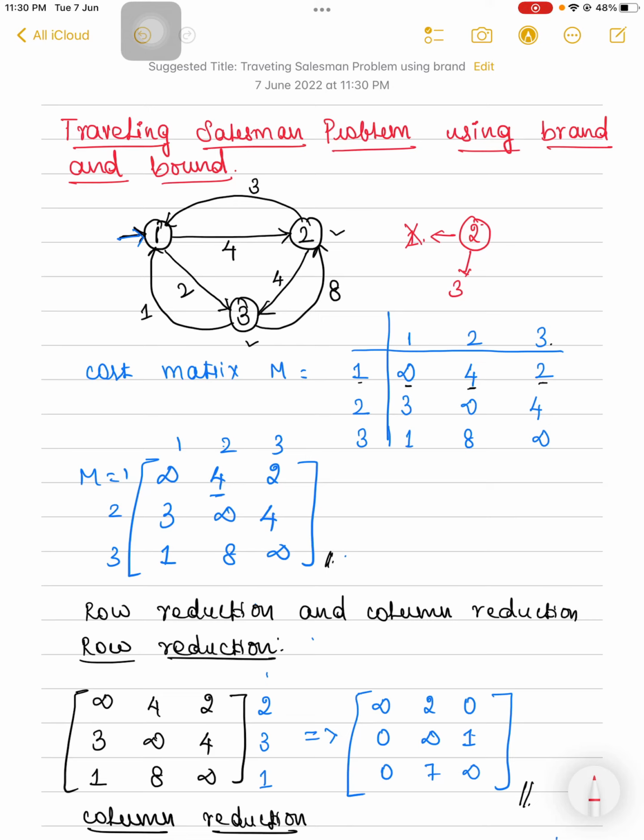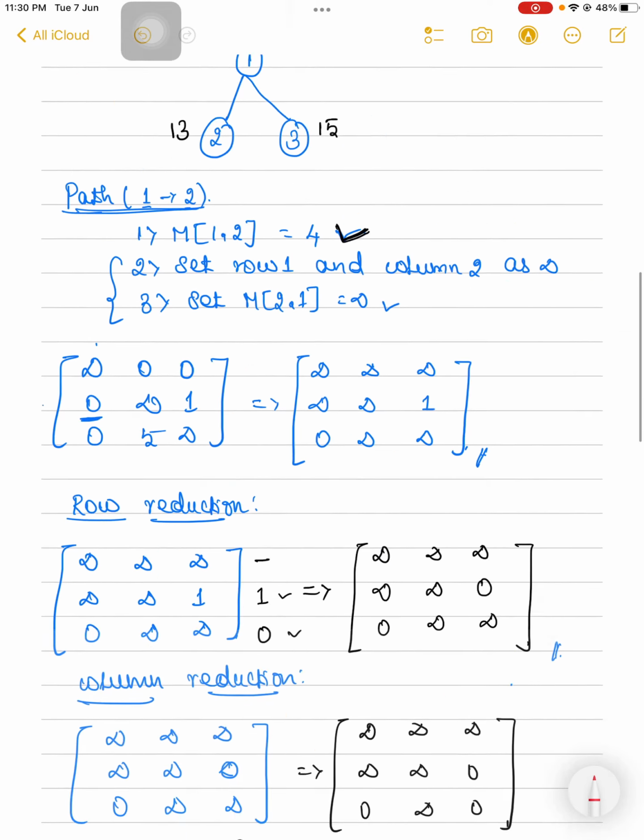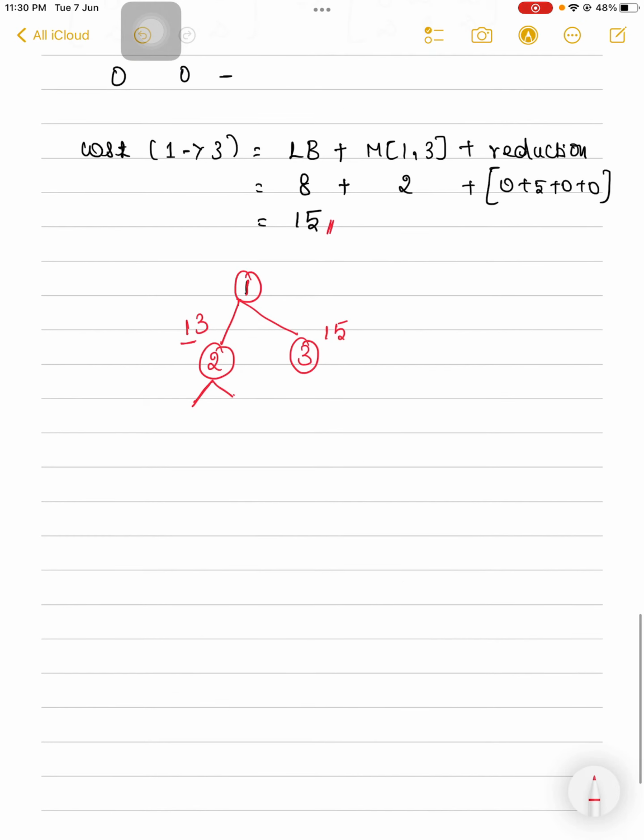So the only option is moving to vertex 3, right? There were two options, either to vertex 3 or else to vertex 1. Since we haven't visited all other vertices, we can't go back to the source vertex. So moving towards vertex 1 is not possible. The only possible option is moving to vertex 3.